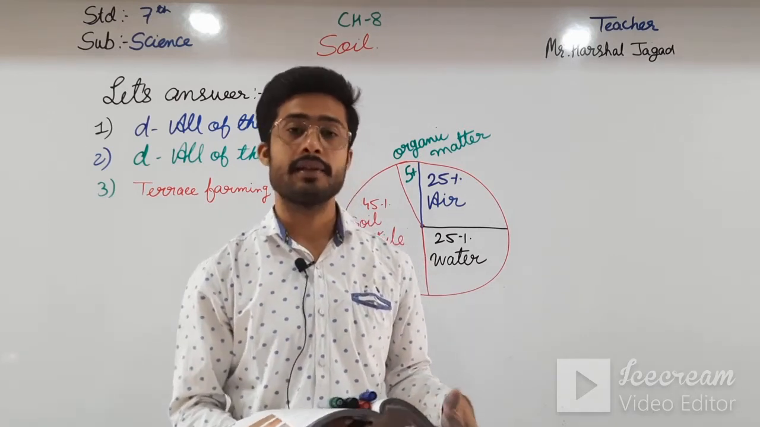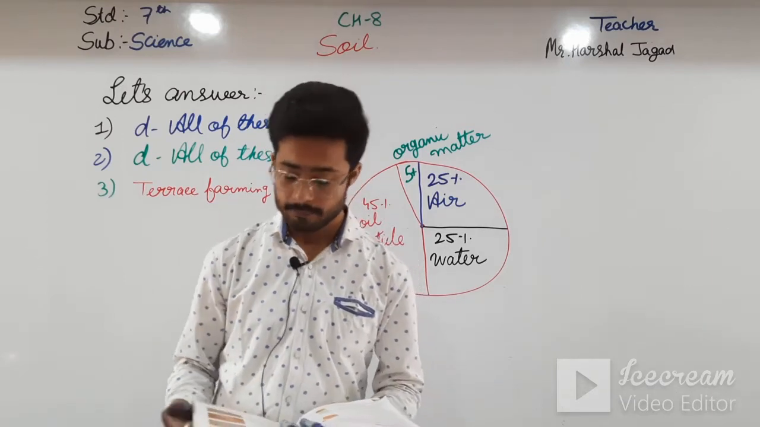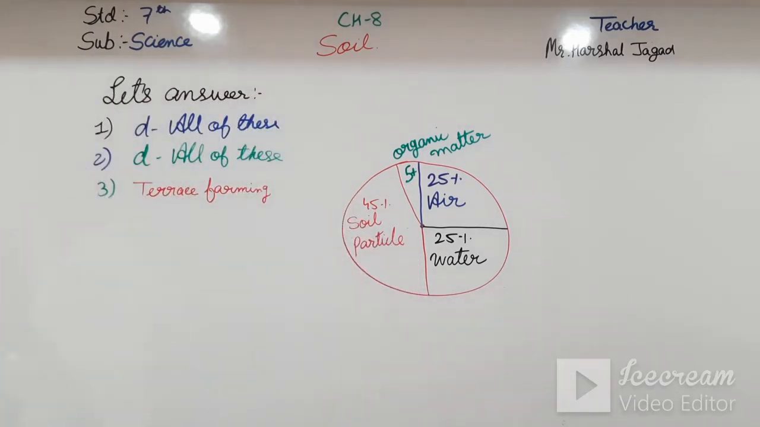Conclusion: soil is made up of different substances that can be separated into layers. Okay, then after we will see the types of soils. Okay students, types of soils. So the types are sandy soil, clayey soil and loamy soil. Let us see one by one.